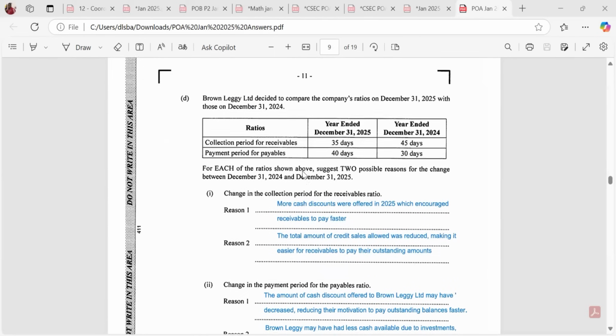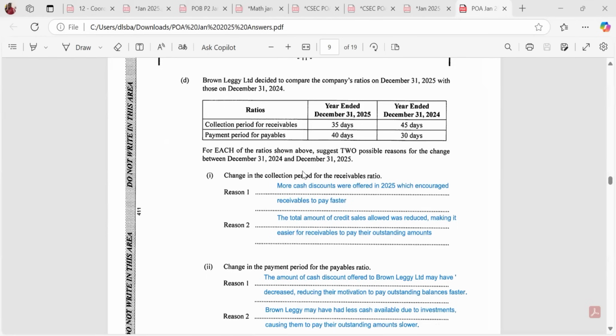D now was our ratios question. This is the first question that they might do in Form 5 instead of Form 4. Brown Leggy Limited decided to compare the company's ratios on the 31st of December 2025 with those on the 31st of December 2024. All right, and they gave us 2024, 2025 receivables collection period, payables payment period, right? Each of the ratios shown above suggests two possible reasons for the change.